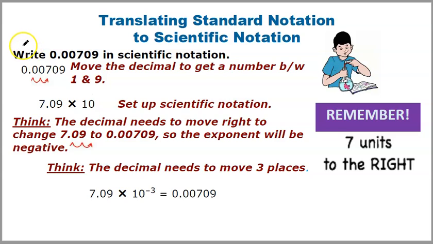Our next one says, write 0.00709 in scientific notation. What you want to do is make sure you only ever have one number in front of the decimal here. We only ever want one number in front of the decimal. So we need to drop this. 1, 2, 3, 7.09 times 10 to the negative 3. And then there it is.